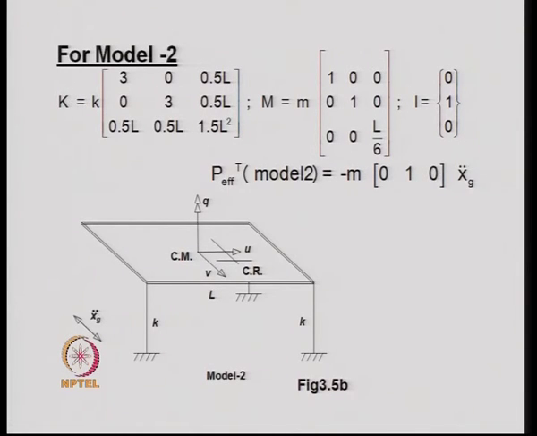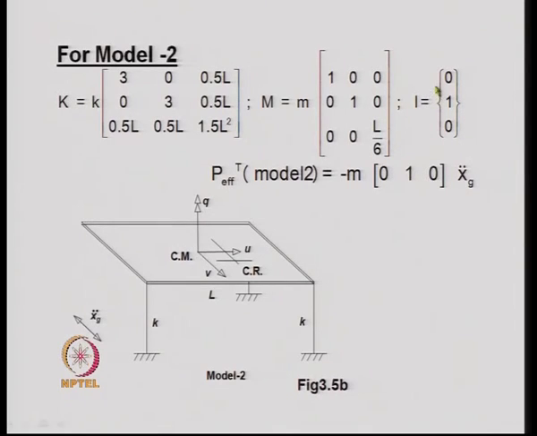For model 2, it is fairly simple, and we can see that since we have declared the degrees of freedom at the center of the mass, for this direction we have a mass of m, for this direction we have a mass m, and for the rotational degree of freedom we have got ml by 6, as the torsional mass or mass moment of inertia about the vertical axis.